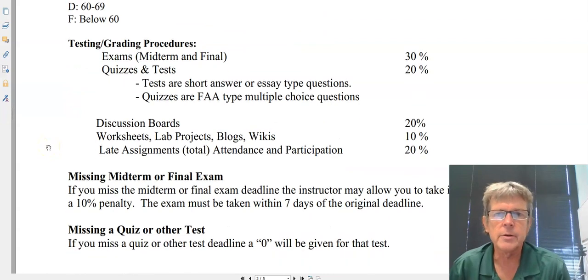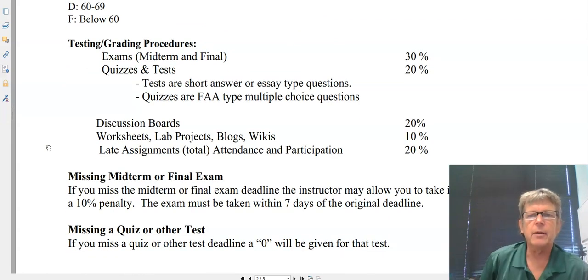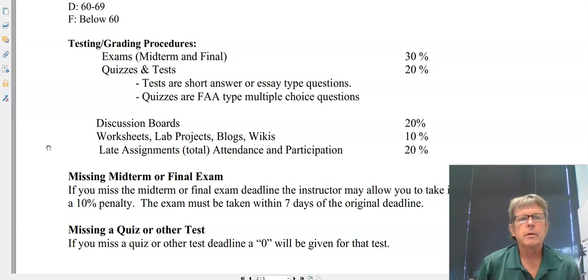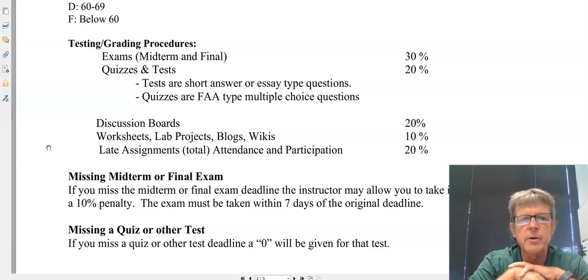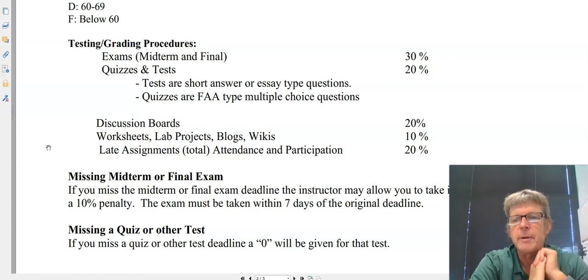So for the total grade, here's how I calculate it. Midterm and final are worth 30% of your grade, so 15% each. Quizzes, 20% of your grade. Discussion boards, when you post on a discussion board, that's going to be 20% of your grade. And there's a rubric. The rubric is a grade card. That's how it's going to be graded, right? We're going to talk about that here in a second.